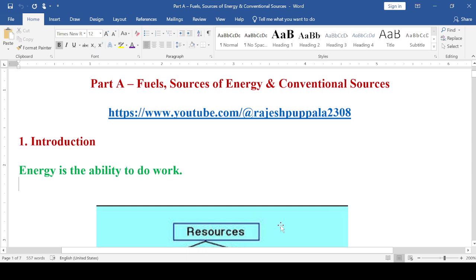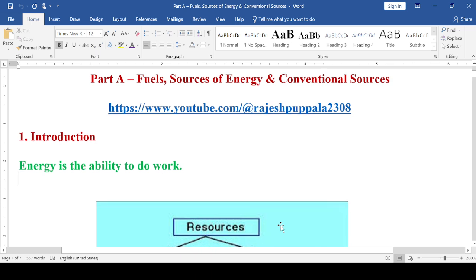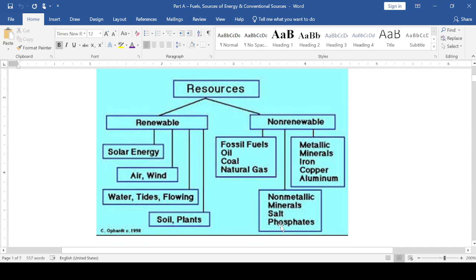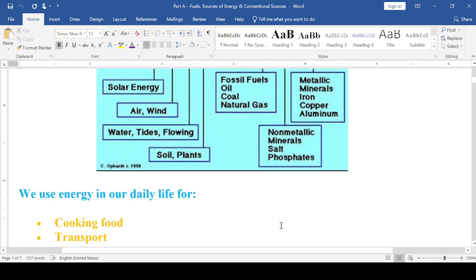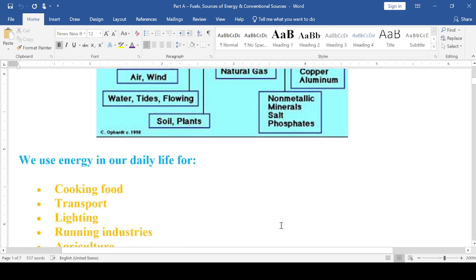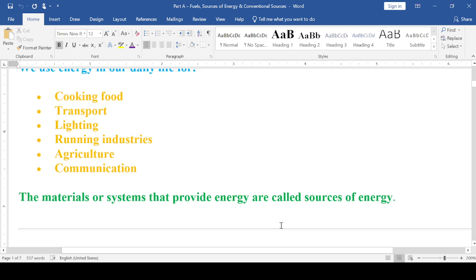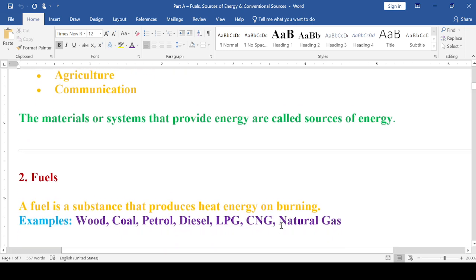So, the introduction. What is energy? Energy is the ability to do work. Check the flow chart here: renewable and non-renewable resources. We use energy in our daily life. For what are we using energy? For cooking food, transport, lighting, running industries, agriculture and communications. The materials or systems which provide energy are called sources of energy.